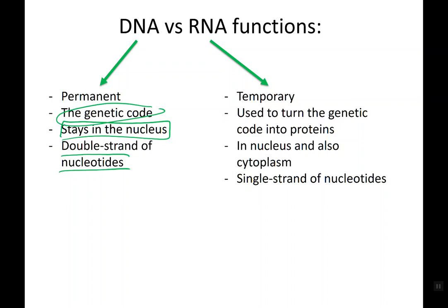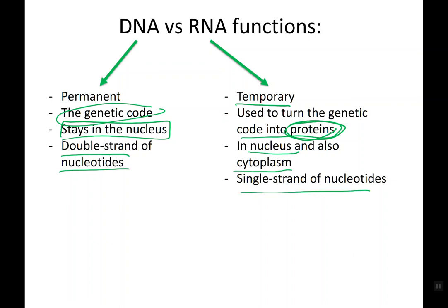RNA is a little bit different. So this is temporary, and it's temporary because RNA is made using DNA templates, and then it's used to make proteins after that. So we'll talk about how that happens in some subsequent chapters and lectures, but for now we're just making a distinction. So it's temporary. It's used to turn the genetic code into protein, so this is part of the protein production or making machinery. And it's located both in the nucleus and the cytoplasm. So it's made in the nucleus and then it goes into the cytoplasm to do its job.